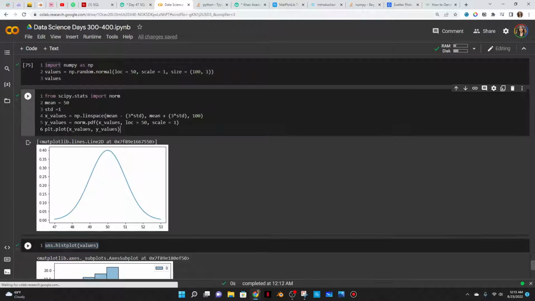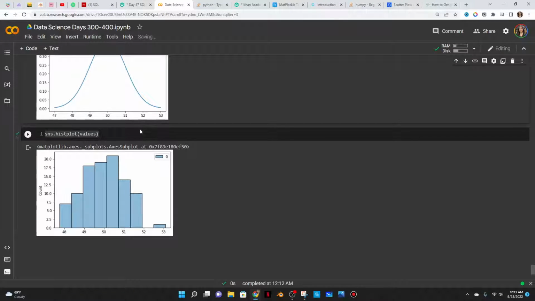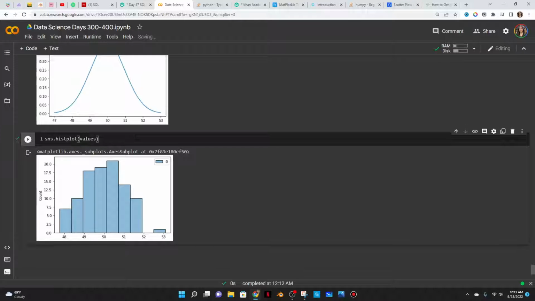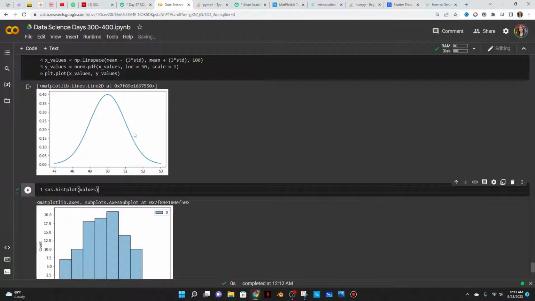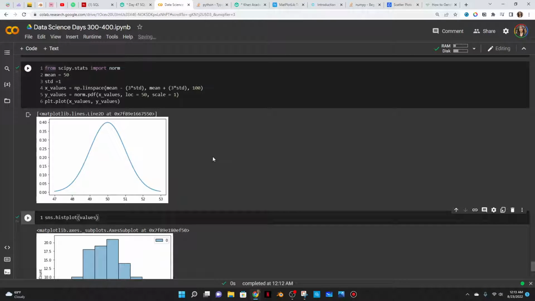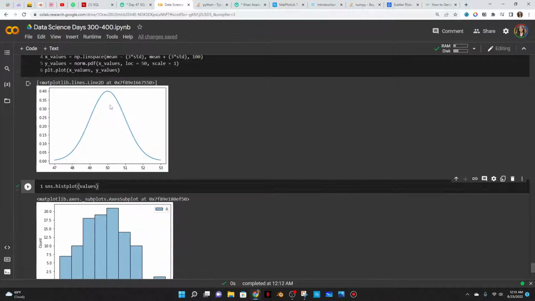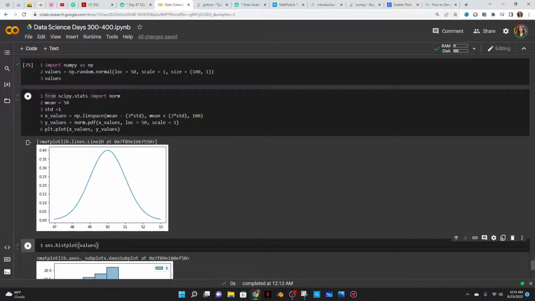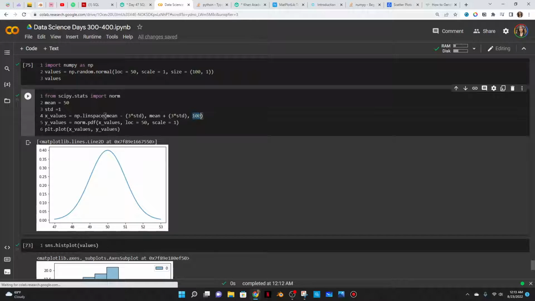Oh, so this is a way to generate the normal curve, but this is the way to generate the histogram. Interesting. But then it's not the same though. The x values are just randomly generated, and there's 100 values of these.